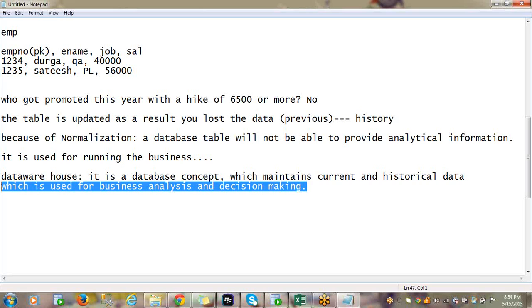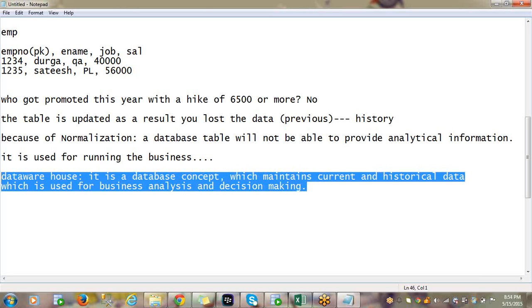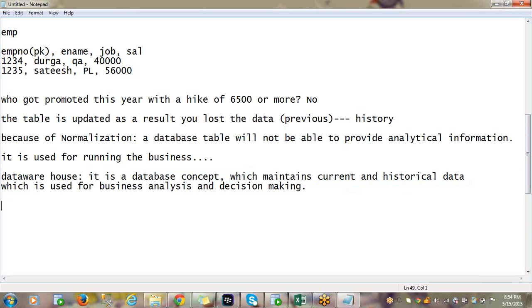This is the main reason why we have the data warehouse. A data warehouse is going to help us in maintaining the current and historical data, which is used for your business analysis and decision making. So finally, what is the goal of a data warehouse? For decision making, or decision supporting systems, and that is why data warehouses are said to be DSS, decision supporting systems.